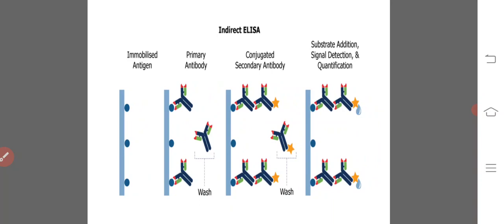Then coming to the indirect ELISA. In the indirect ELISA, what we will do, the antigen is absorbed to a well in an ELISA plate.